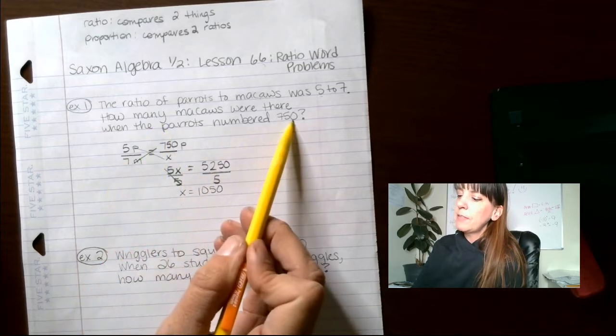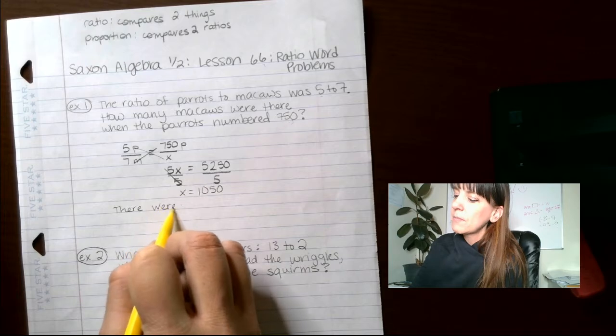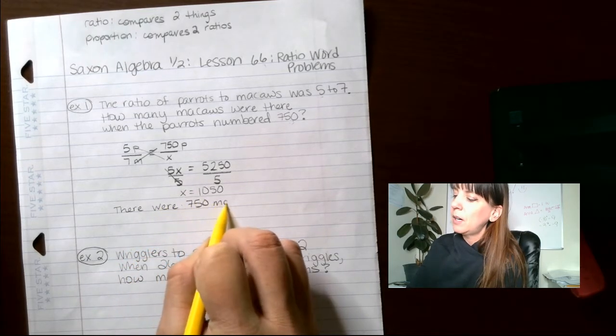So it's a word problem. When the parrots numbered 750, how many macaws were there? There were 1,050 macaws.